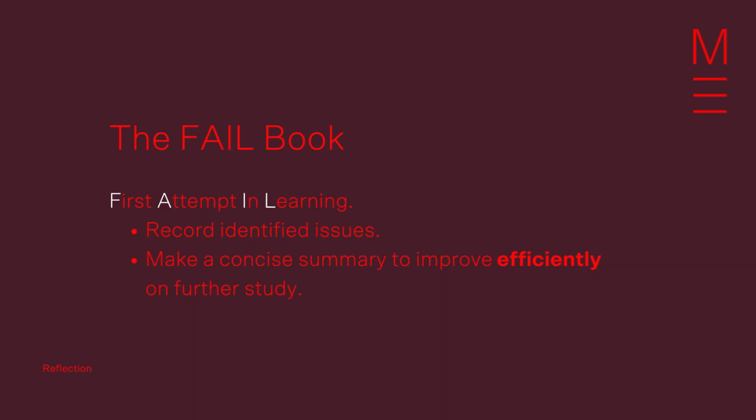Another useful tip is for you to record any mistakes and misconceptions alongside corrections in what we call a fail book. Now, what's a fail book? Well, it's not a book categorizing all the failures in your life. No, FAIL here stands for First Attempt in Learning. And in it, you'll record particular issues that you've identified in your application of physics. It could be that you don't remember how to do projectile motion, or that you get bogged down in algebra on long questions. Whatever it is, make sure you record it. By making a concise summary of your issues in understanding, you'll put yourself in a good position to improve efficiently upon further study.